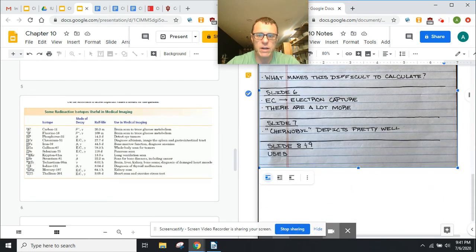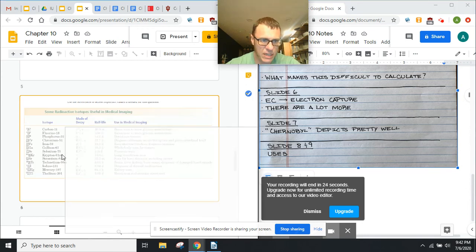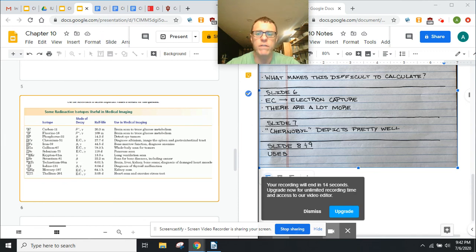As we go down here to slide number 6, pretty straightforward. It's just radioactive isotopes used in medicine, and it tells you what they do. EC is electron capture. Like I said, there are a ton of different kinds of radiation out there, and I didn't touch on all of them. We just talked about the 4 major ones. But you can see these guys right here. That little Y thing is gamma, that little B is beta, and then we talked about the fish, that is alpha.